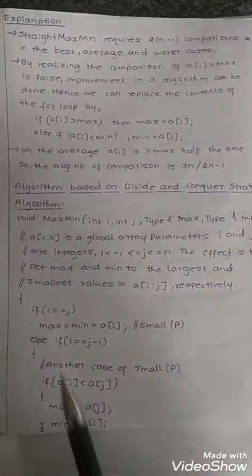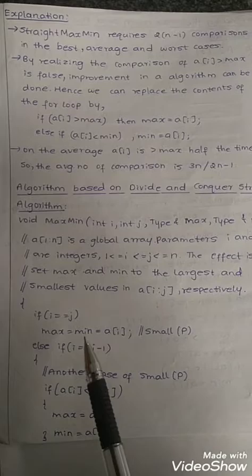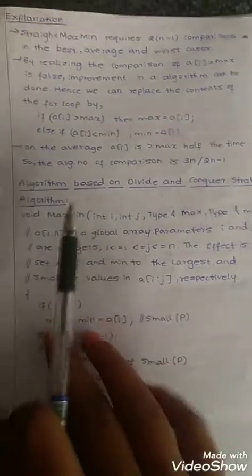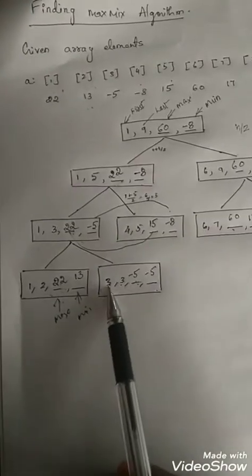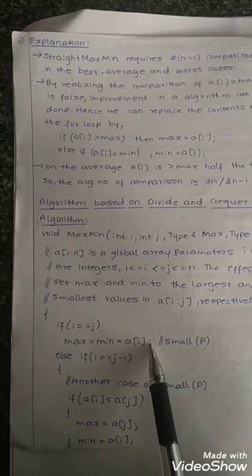You can see how it is being done. If i is equal to j, that is max is equal to min. We have already seen one case here. In this case, max is equal to min, that means the same element will be our max and our min also. So max equal to min is equal to a of i.